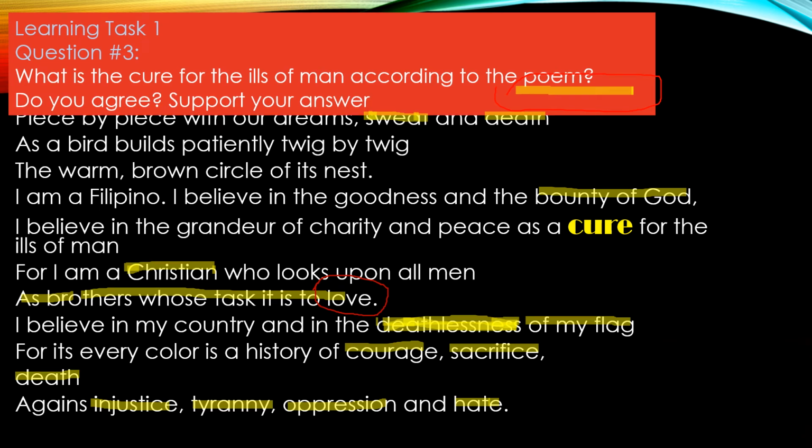And for this stanza, this is our question. Number 3, what is the cure for the ills of man according to the poem? Do you agree? Support your answer. Ano daw ang gamot sa mga sakit ng tao? So, ang tinutukoy na sakit dito ay hindi dengue, hindi COVID. Ito narito ang ating clue word, cure. So, better read this line, this part of the poem so that you can answer question number 3.